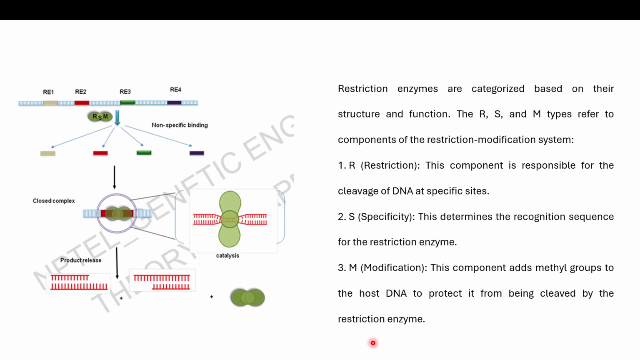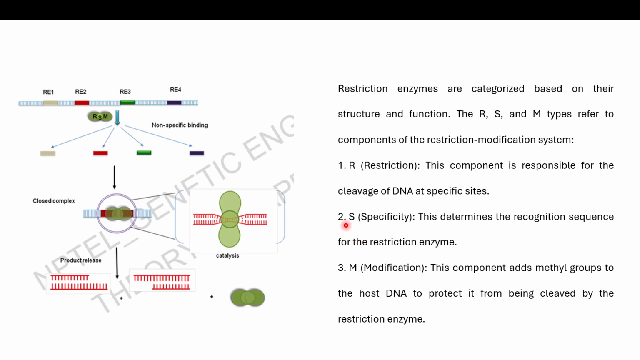Now, how exactly do these restriction modification systems work? Restriction enzymes are categorized based on their structure and function. Predominantly, these are of R, S, and M types, which are named upon the type of function they perform. In the restriction modification system, R stands for restriction. R, S, M are the three components of the complete restriction modification system. R stands for restriction, where this R component is responsible for cleaving DNA at specific sites.